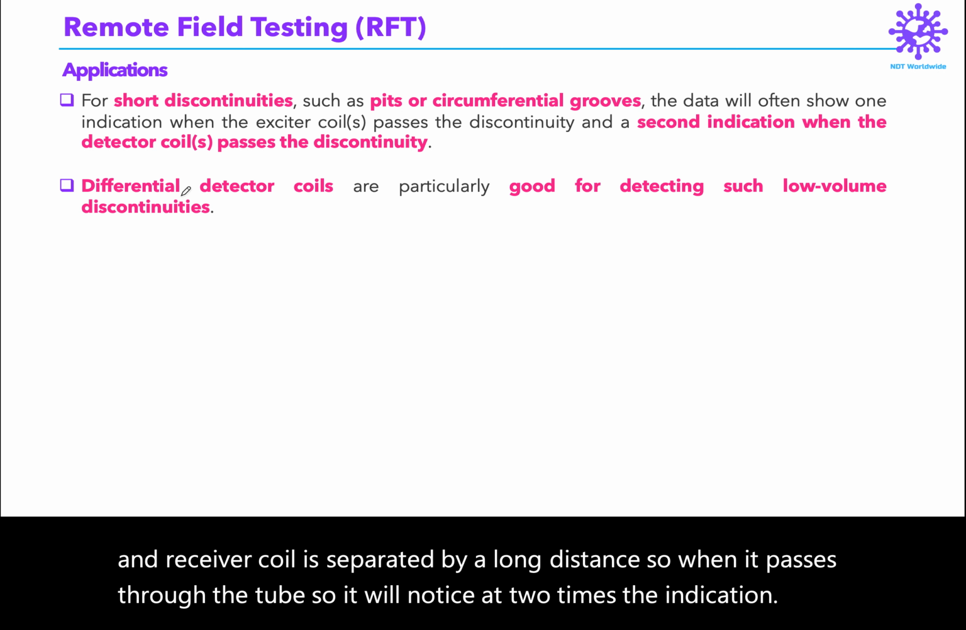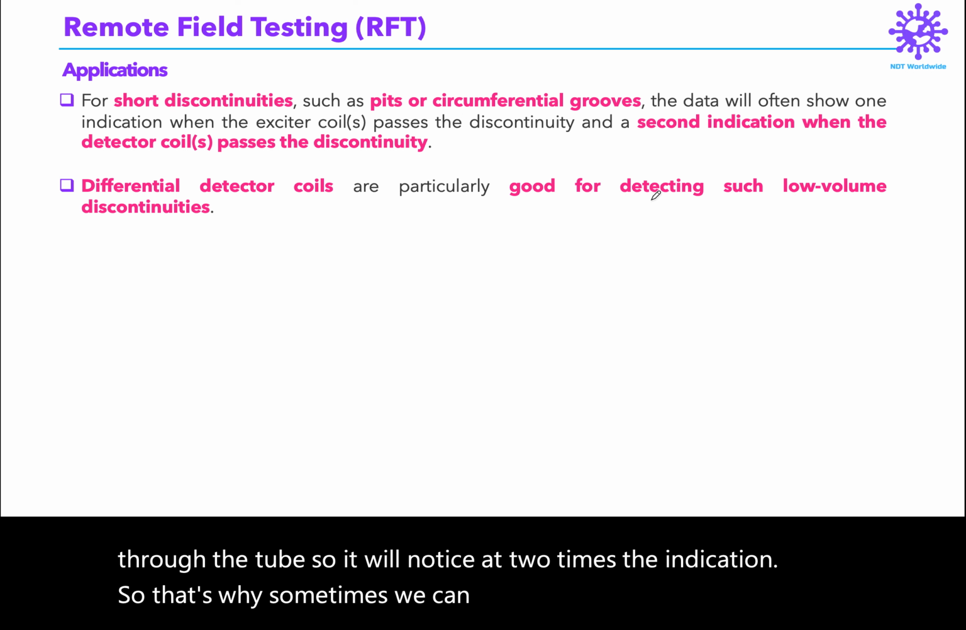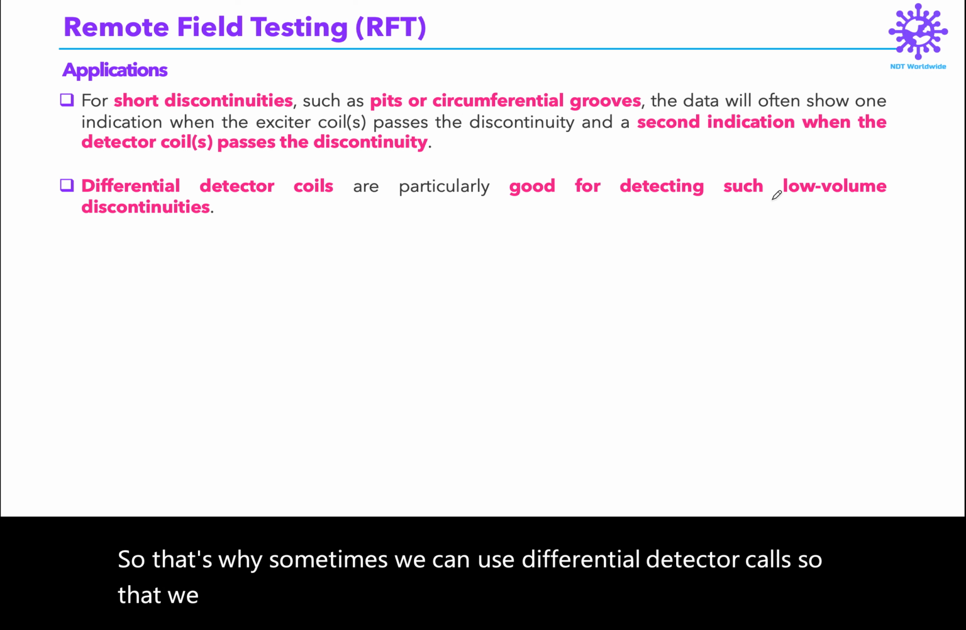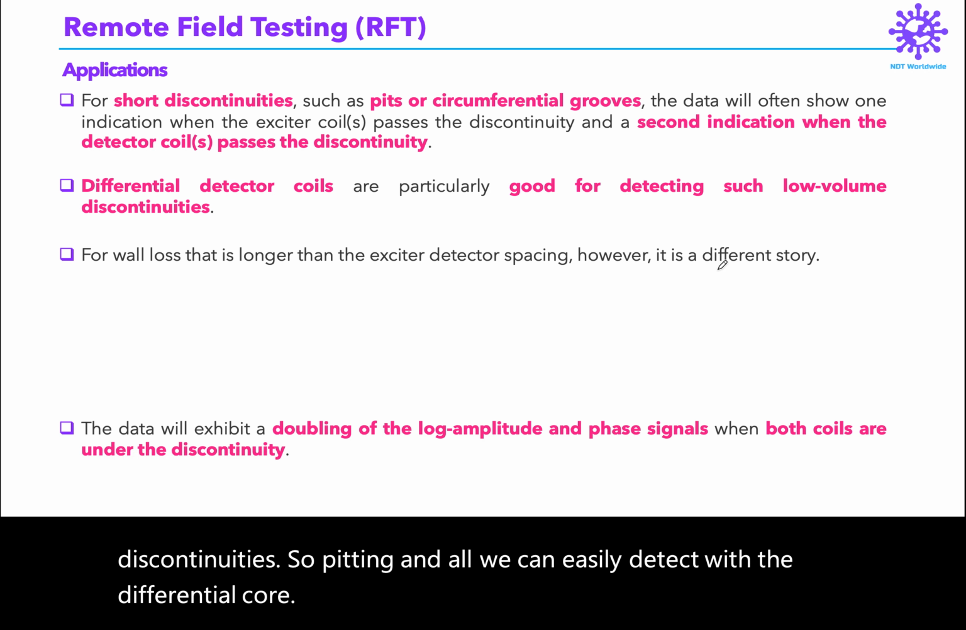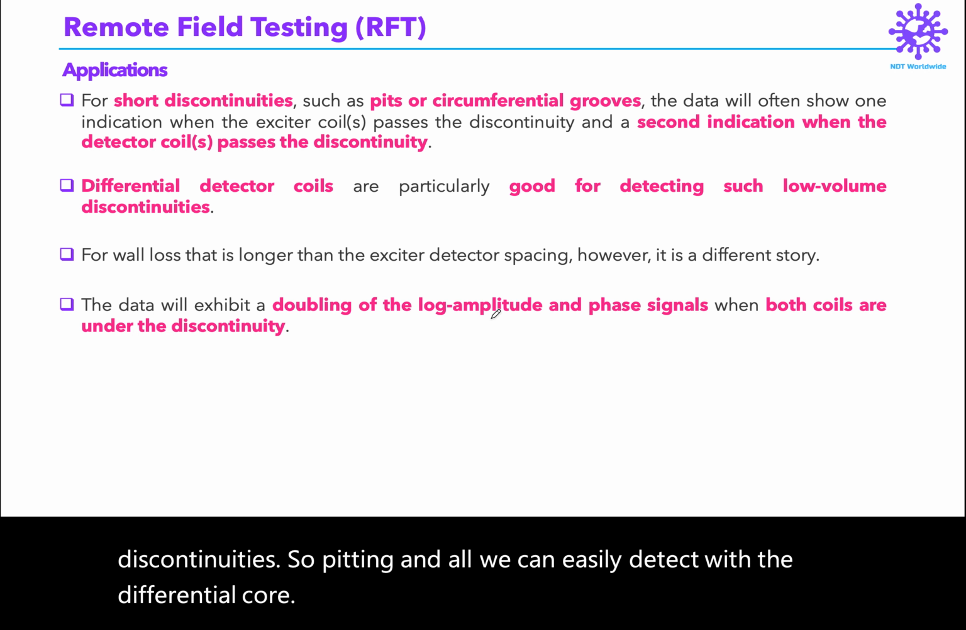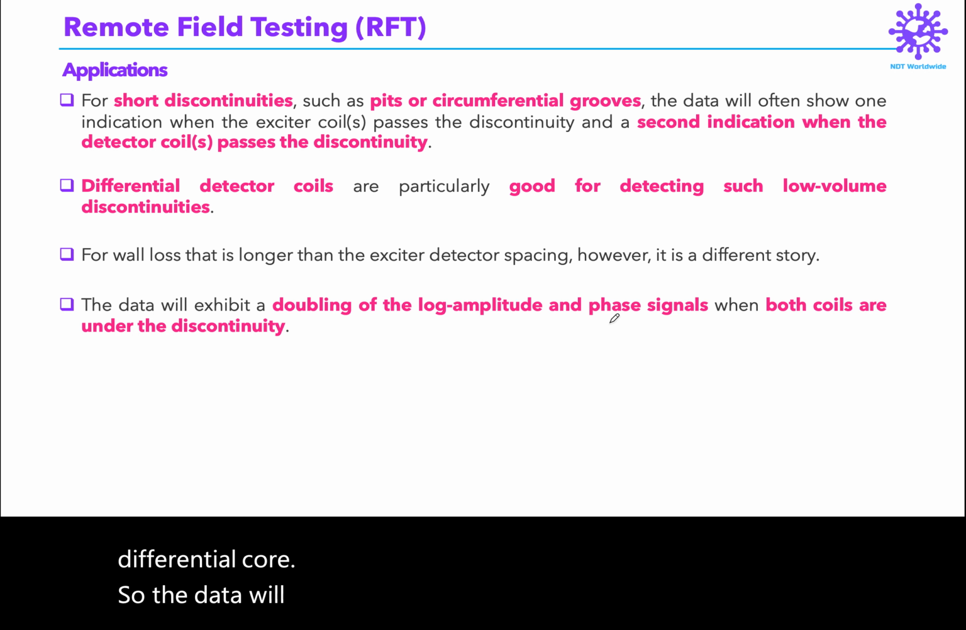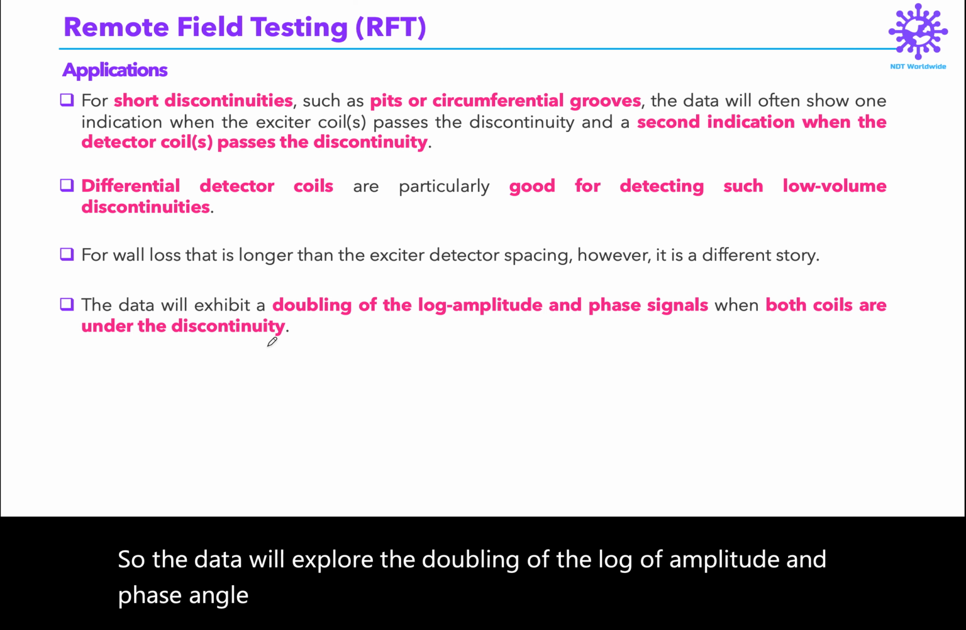That's why sometimes we can use a differential detector coil so that we can easily discriminate these kinds of low volume discontinuities. Pitting and all we can easily detect with a differential coil. The data will exhibit a doubling of the log amplitude and phase angle when both coils are under the discontinuity.